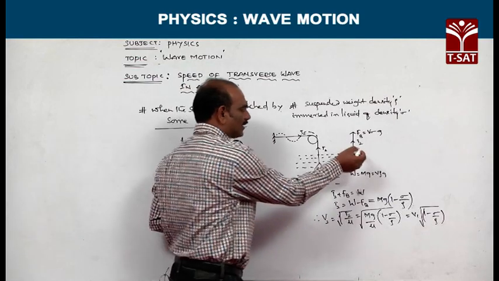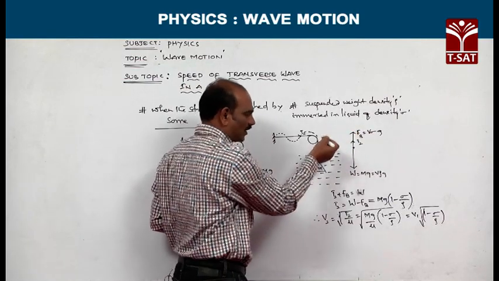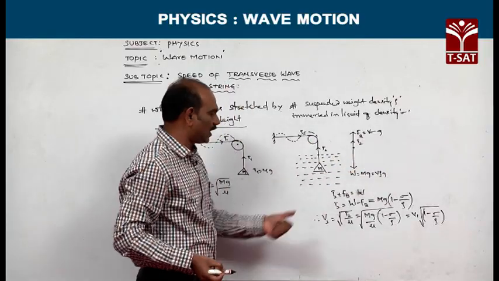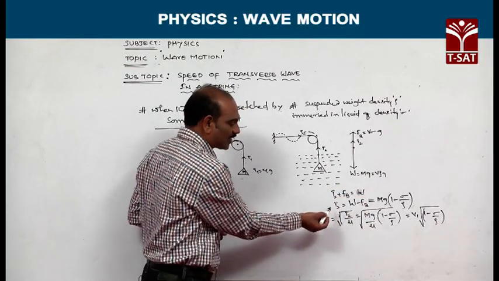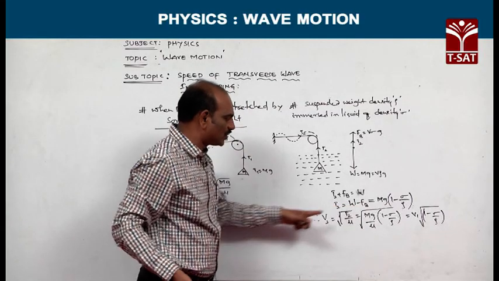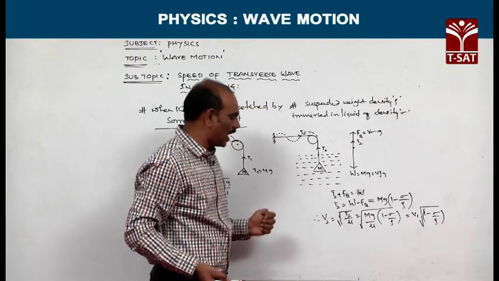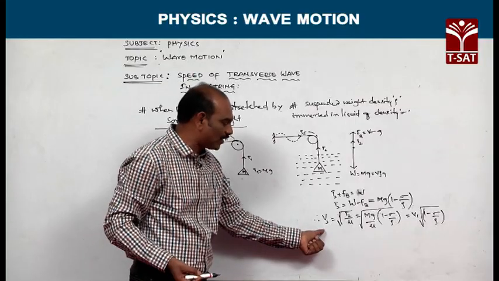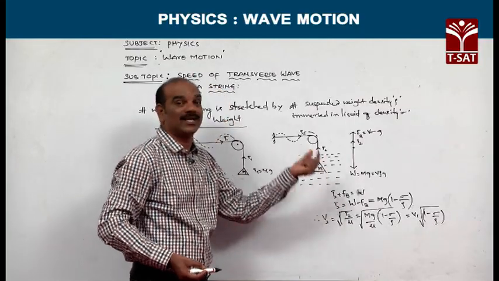The tension T2 acts upward, the buoyancy force acts upward, and the weight of the block acts downward. So T2 plus Fb is equivalent to the weight. The tension T2 is equivalent to the weight of the body minus the buoyancy force, which is mg into (1 minus sigma by rho). Now, we know the general formula to find the speed of a transverse pulse: V2 is equivalent to the square root of T2 by mu, where T2 is the tension in the string.